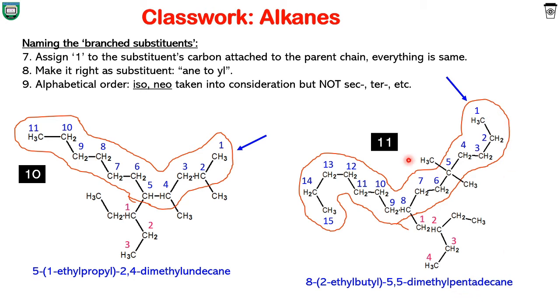pentadecane. So 15 carbon atoms. The name is pentadec for 15 carbon atoms, and alkane, ane. So we are writing this substituent before the dimethyl or methyl. So methyl is M and ethyl is E. So E comes first in the alphabetical order, then M. That's why this has a priority while naming the molecule.